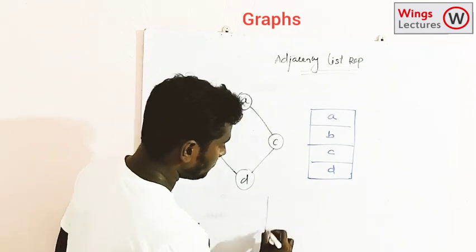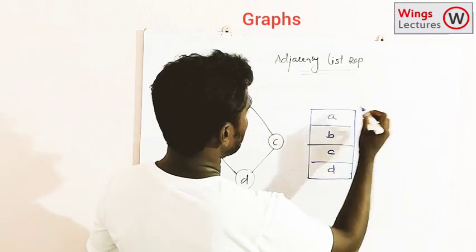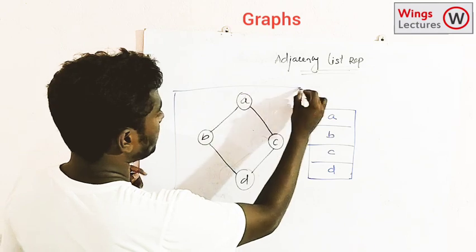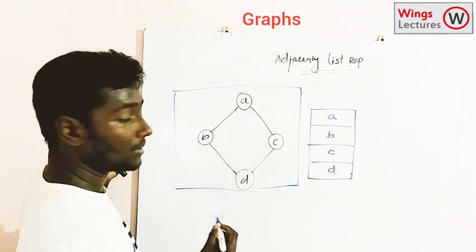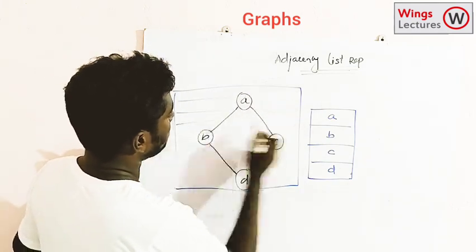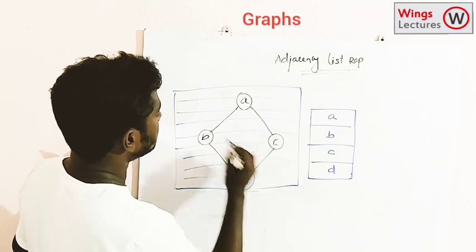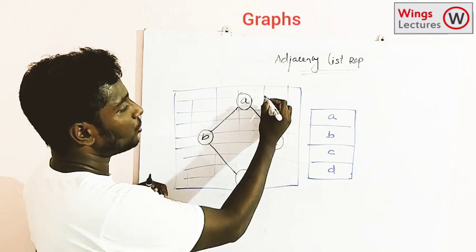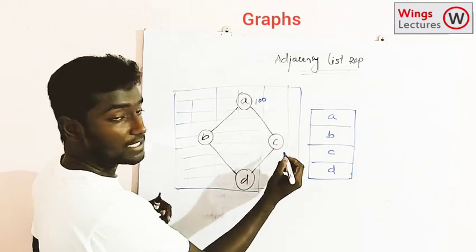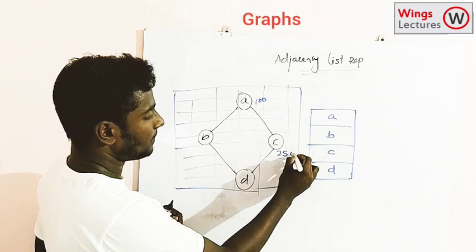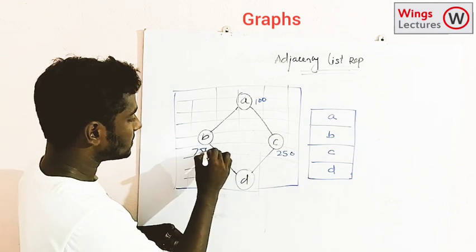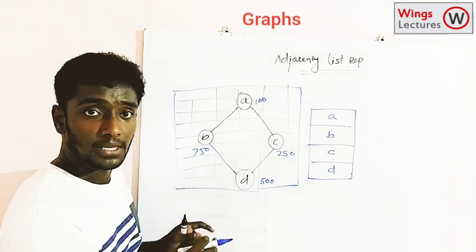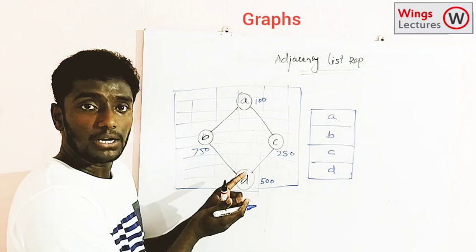Simple. For example, using this graph itself, I am going to make one map, just a memory map. So these are the addresses available. See, A is stored at position 100, C is stored at position 250, B is stored at position 750, and D is stored at position 500. These are the addresses of the memory locations.